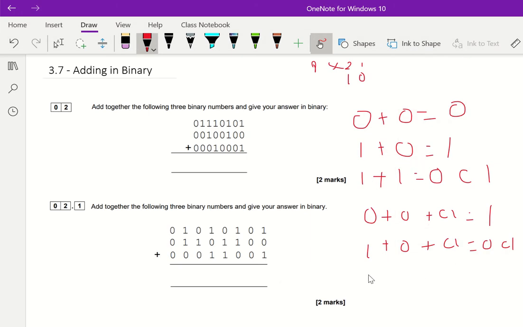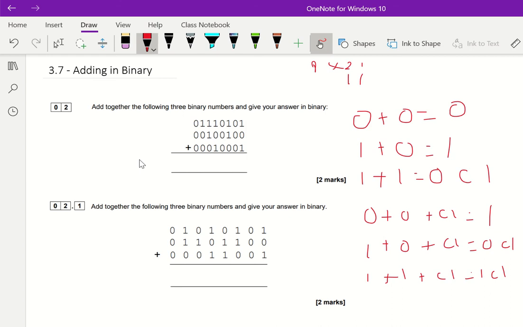The only one that's really different is 1 add 1 plus a carry 1, which equals 1 carry 1, because that's the equivalent of 3. The reason for that is because if you imagine up here on our binary table again, 3 is represented as 1, 1, like so. So it's 1 carry the 1. Okay. So those are the rules.